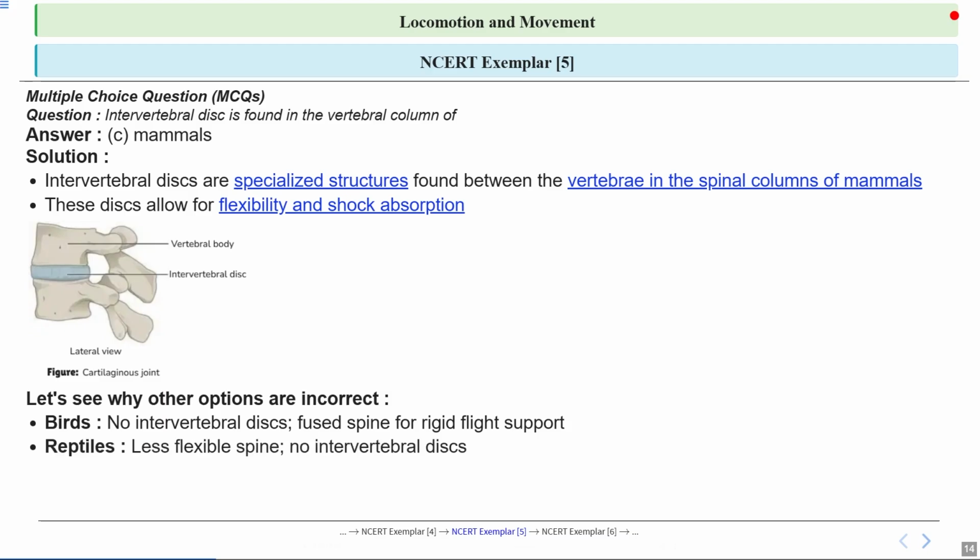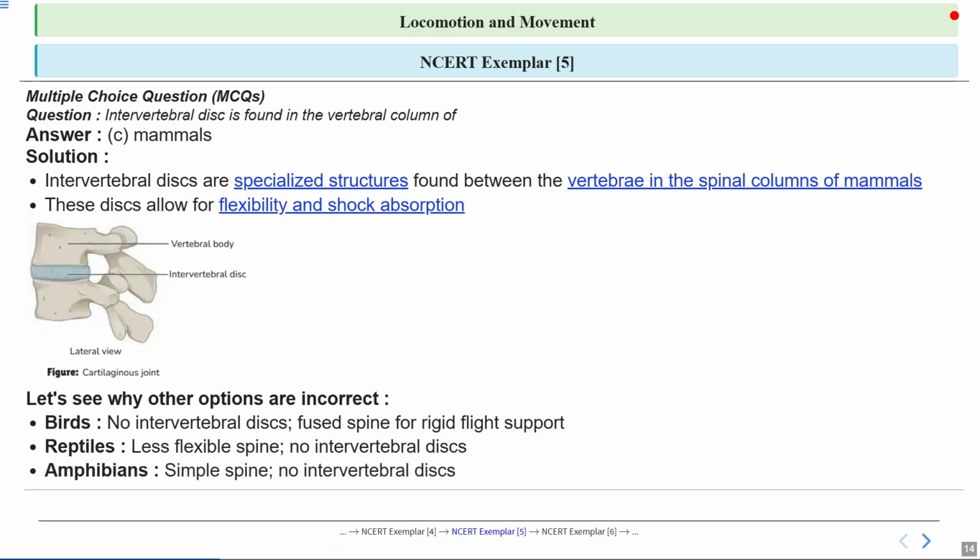Now, talking about reptiles, they have a less flexible spine compared to other animals because they lack intervertebral discs, which are the cushions between the vertebrae that allow for more flexibility and movement. So this makes their spine stiffer and less adaptable, which is an adaptation that helps them move efficiently in their environments, such as crawling or swimming. But it limits their ability to make rapid, or we can say complex, movements.